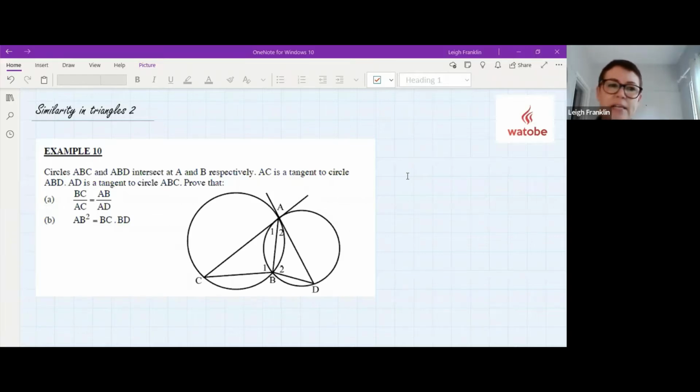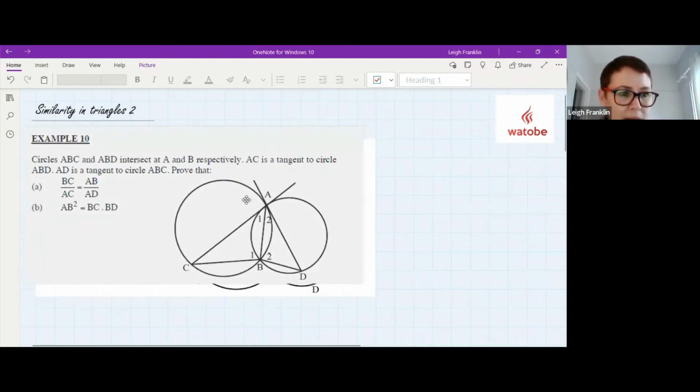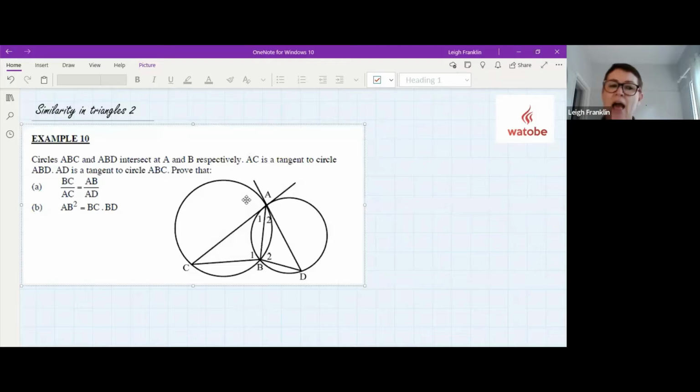What I'm trying to get at here, and I know if you haven't done this before, it's not obvious, okay? So if you don't know what I'm talking about, I can completely appreciate that. They have not told us which triangles to prove are similar. So they've told us to prove a particular ratio, but they haven't told us in which triangles to work.